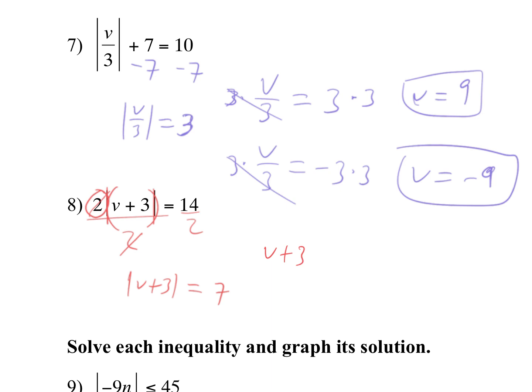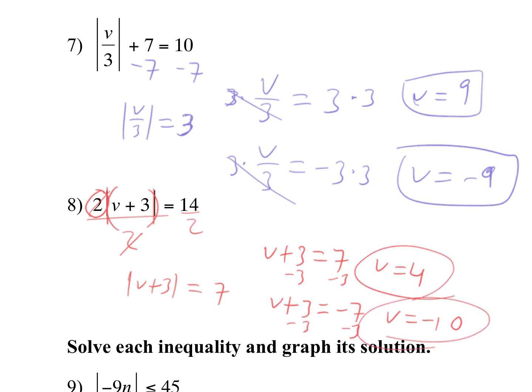And now that we have the absolute value by itself, we write our two equations, v plus 3 equals 7, v plus 3 equals negative 7. And we subtract 3 on both sides for both of these. And then 7 minus 3 is going to get you 4. And then negative 7 minus 3 is going to get you a negative 10. And we get our two answers.